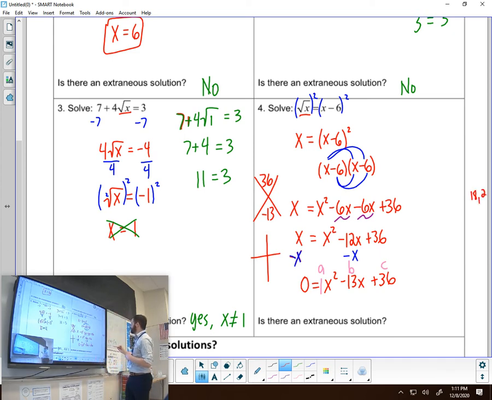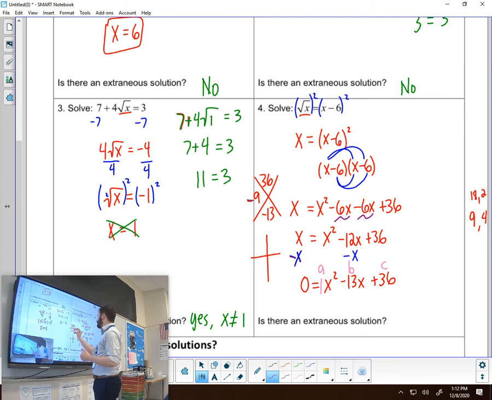18 and 2, no, that's not going to work. Oh, what about 9 and 4? 9 and 4 will work, right? So we could have, as our factors, negative 9 and negative 4. Negative 9 times negative 4 is a positive 36. Negative 9 plus negative 4 is negative 13.